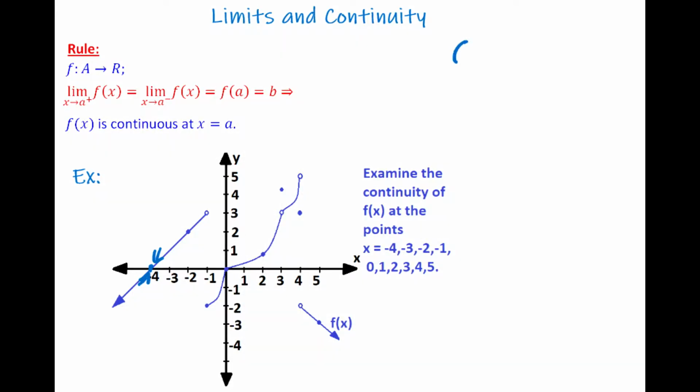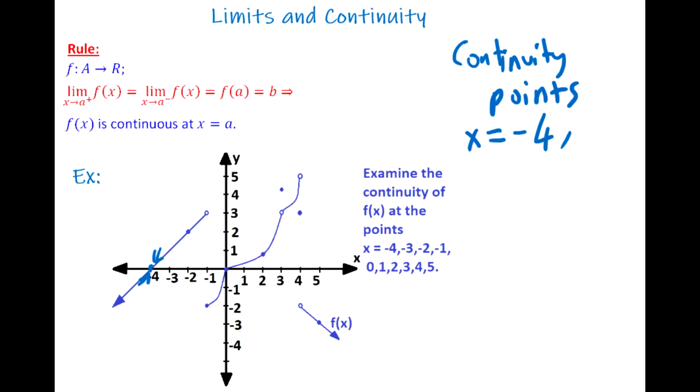Okay, let me write it here. Continuity points at the point x is equal to, guys. We can say that at x is equal to -4, it is continuous. Similarly, if you look at -3, there is no jump, all the points are filled. That means at the point x is equal to -3, the function is also continuous. At the point -2, as you can see, the left limit and the right limit are equal, and the function is defined at that point with the same limit. That means it is also continuous at the point x is equal to -2.